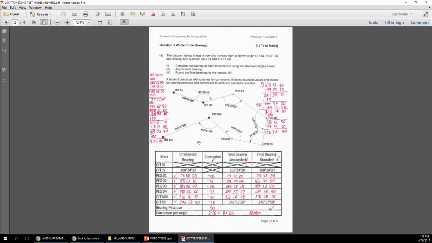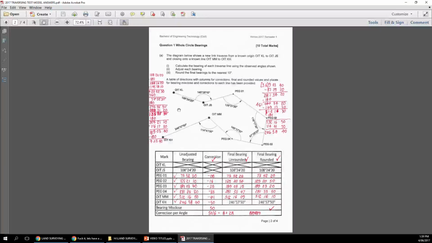So 312, and we're at MM. We want going the other way. Take 180 off. 132, 16, 50. All looks good. This is going clockwise, so you've got that going away there, and clockwise around there. You're just moving the angle round to there. 246, 58, 40 you get.